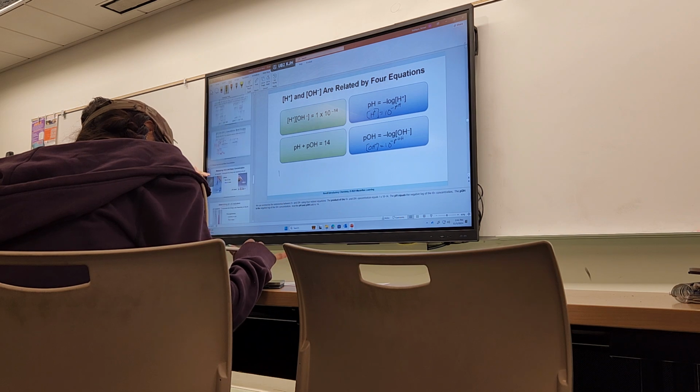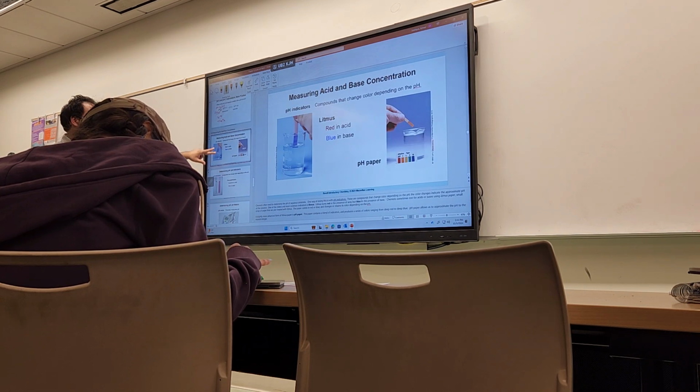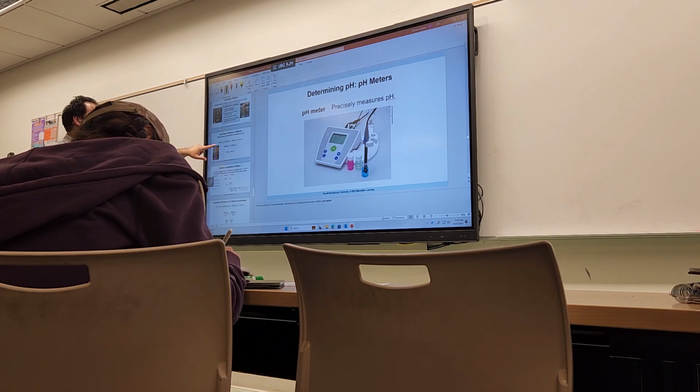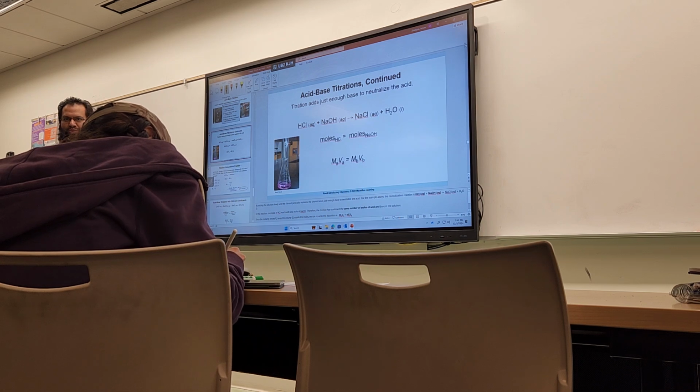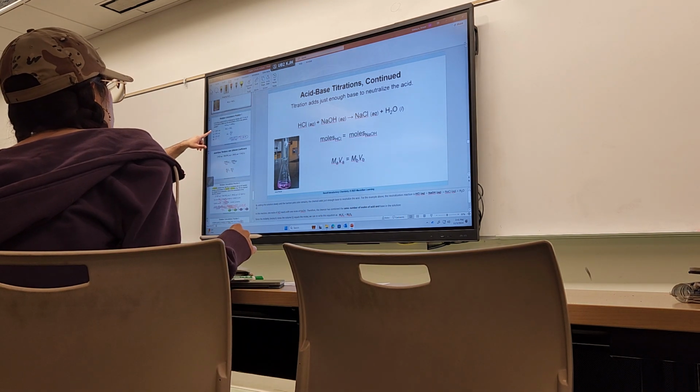Okay, there are some practice calculations. Right, for measuring acid and base concentrations, we use the litmus test. We have a few different ways of measuring. Then we have our acid-base titrations, which we have done in the lab by now, right? We've done 2 acid-base titrations, so you have an idea about how to do the calculations.